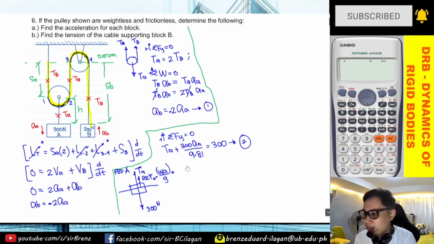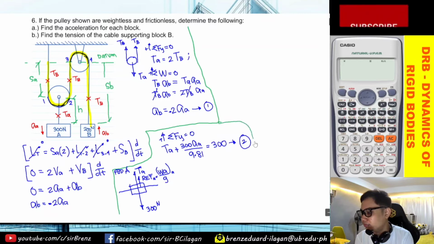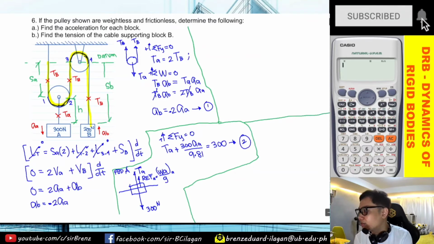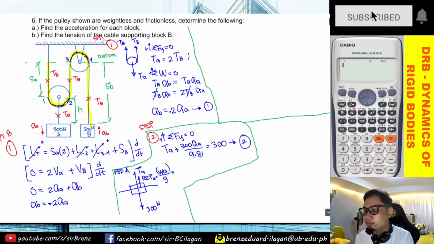Next, medyo magulo, no? So, this is step number 1. Step number 1 then, option B. Step number 2. And dito lang natin sulit yung step number 3. So, step number 3.